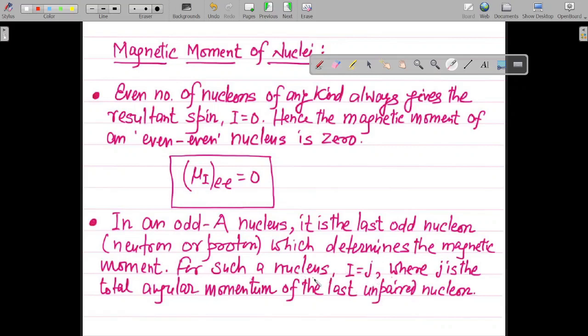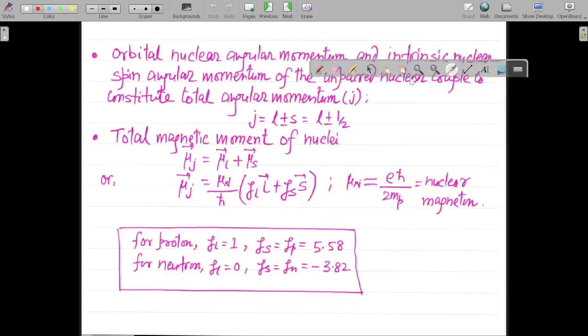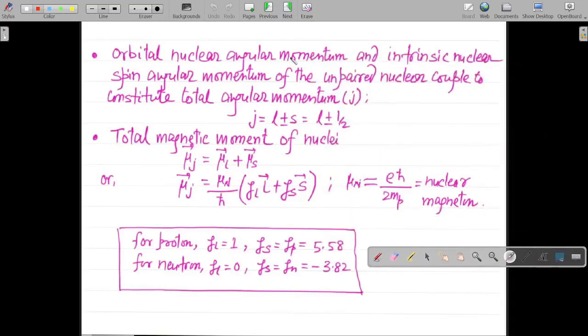What is J over here? J is the total angular momentum of the last unpaired nucleon. Now, about orbital nuclear angular momentum and intrinsic nuclear spin angular momentum, this is spin orbit coupling, about which we have already learnt in the preceding classes.